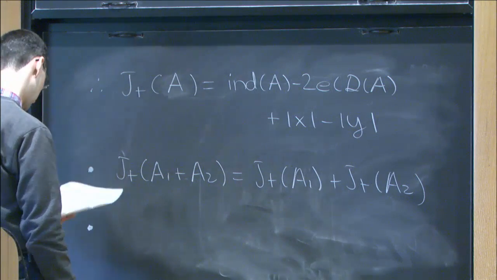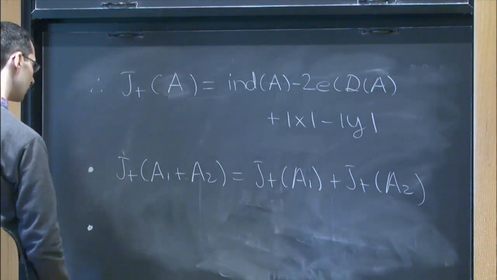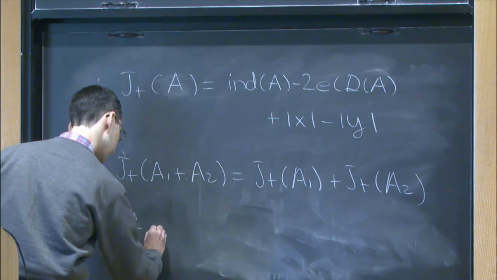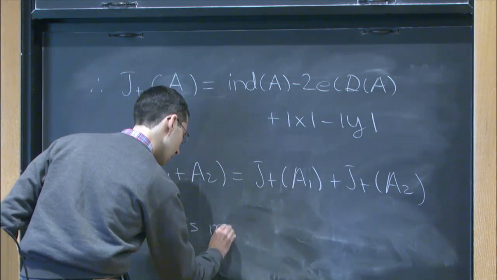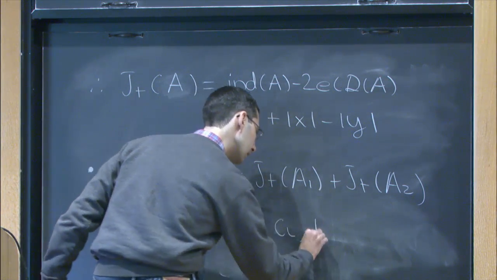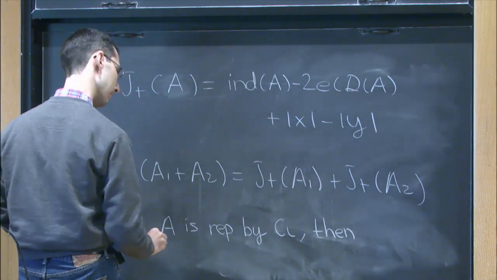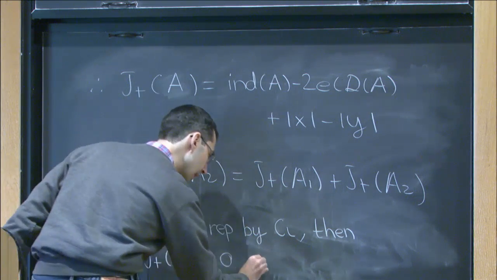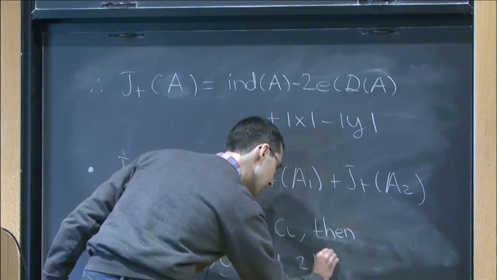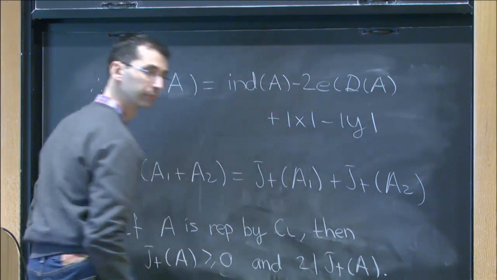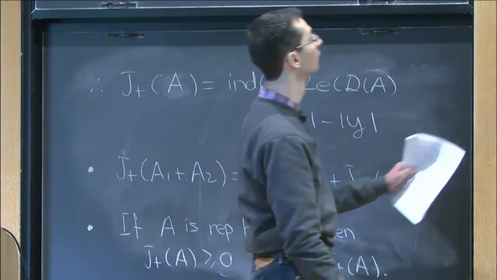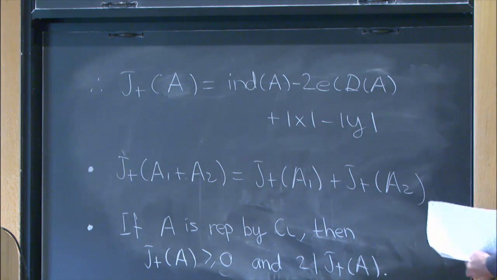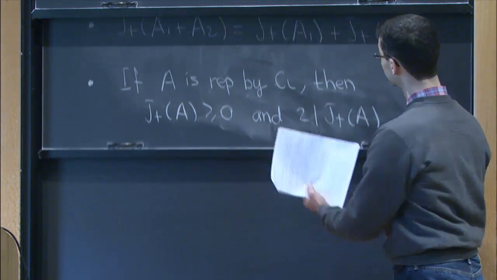The second one is, if there's a holomorphic representative, if A is represented by CL, then J plus of A is non-negative, and it's divisible by 2. Okay. So the non-negativity is going to give us a filtration.